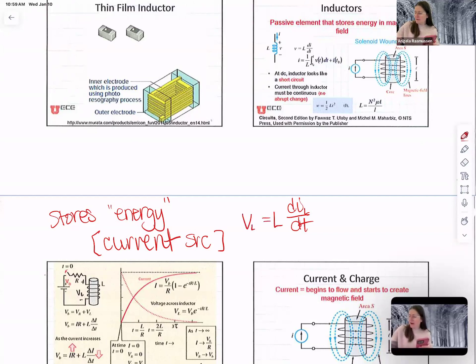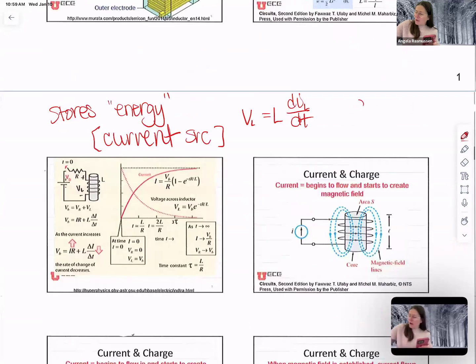Correct. So now when this one has been in the steady state, or sat for a long time, di dt goes to 0, and VL will be 0. And I heard somebody say it. Correct, a short. So that one will be a short.